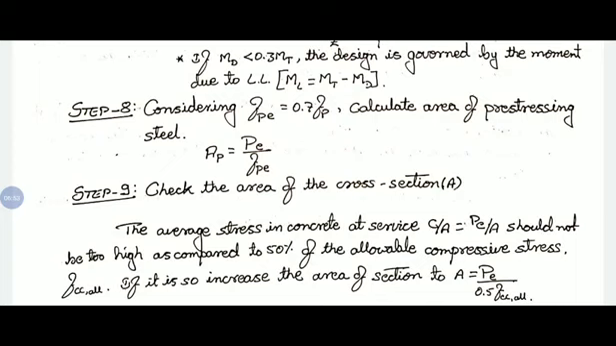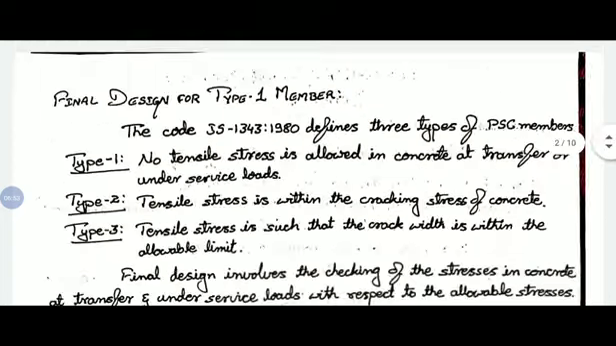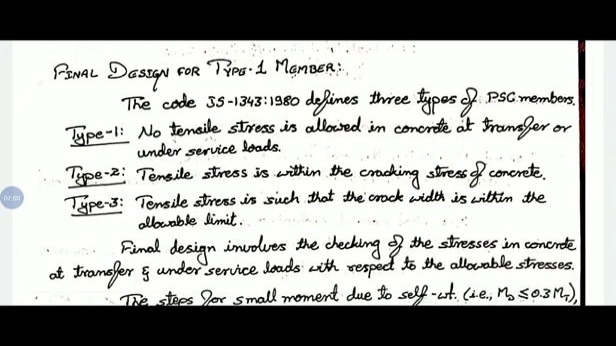So this is about preliminary design. In final design, we are going to consider three different cases. Here I have given the final design for type 1 member. As per IS 1343/1980, it defines three different types of flexural members: type 1, type 2, type 3.